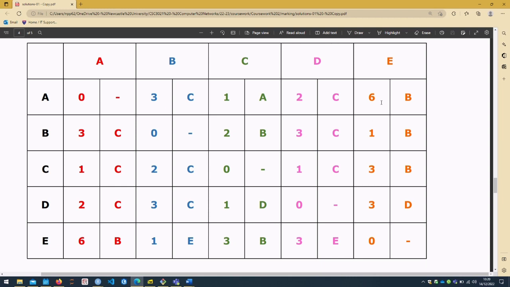And because this is a symmetric matrix, this will be the inverse of that side. So E now sees A via B, again cost of 6, sees B directly with cost 1, and C via B with a total cost of 3. Alright?